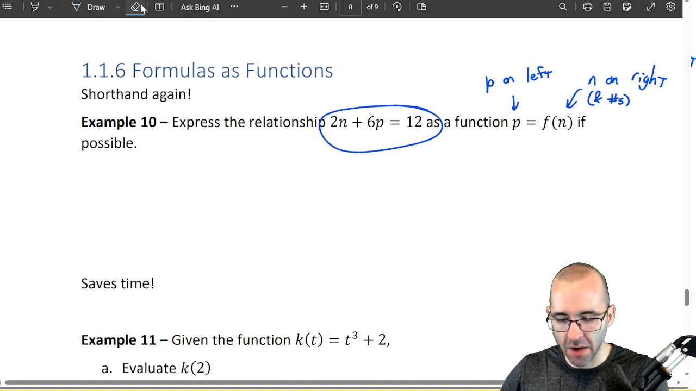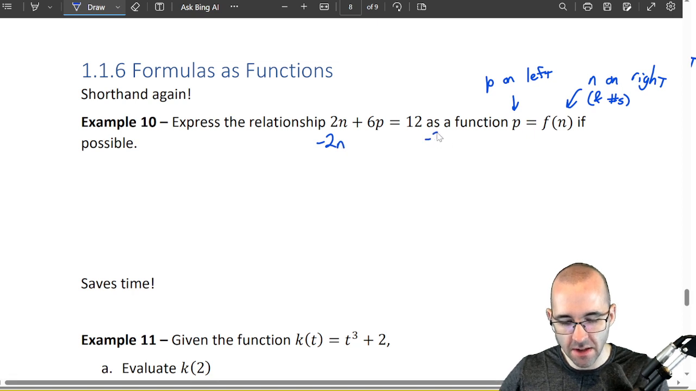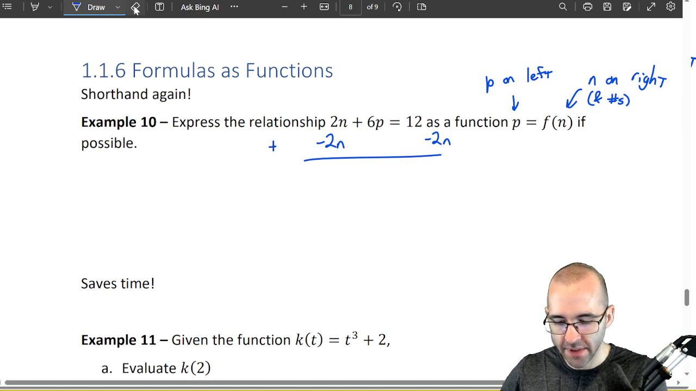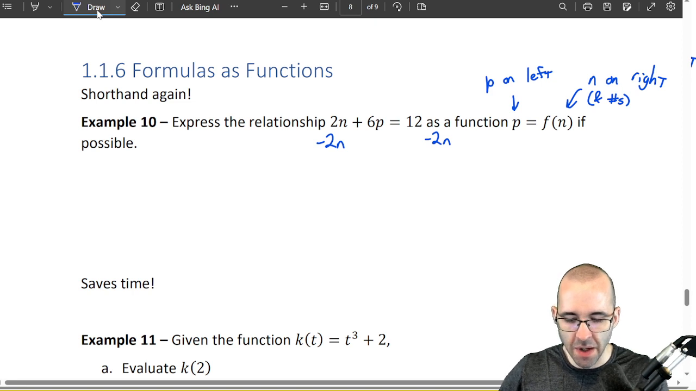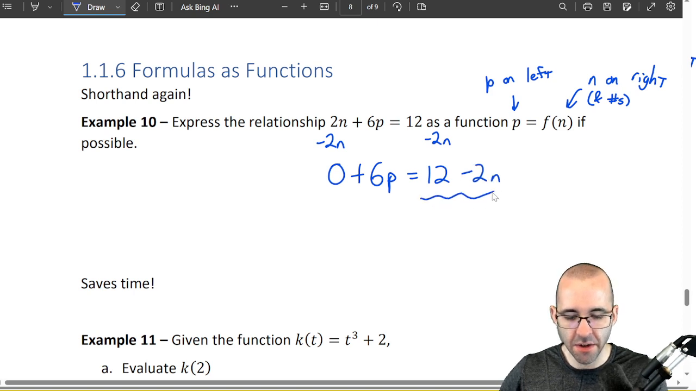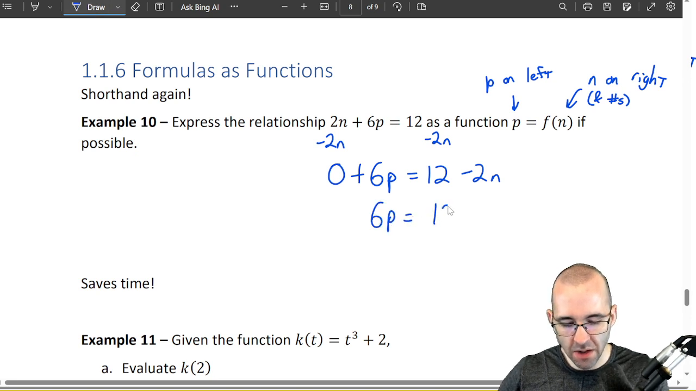Let's move the 2n over to the right. So we're going to subtract 2n from both sides. They're going to cancel. And when we add these things together, let's not make this too complicated. So 2n minus 2n is 0, and we have 6p left over. We have a 12, and we're subtracting a 2n. These are not like terms, so they cannot combine. So we have 6p equals 12 minus 2n.